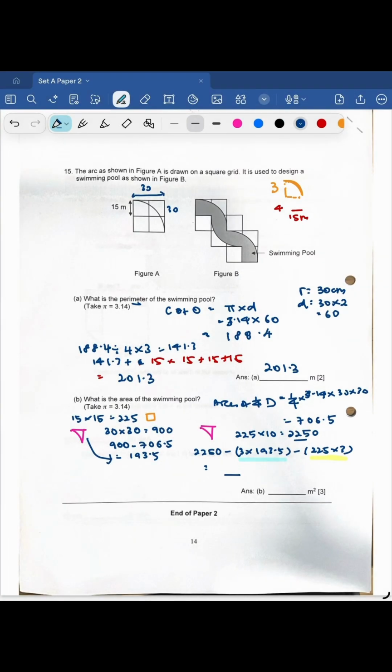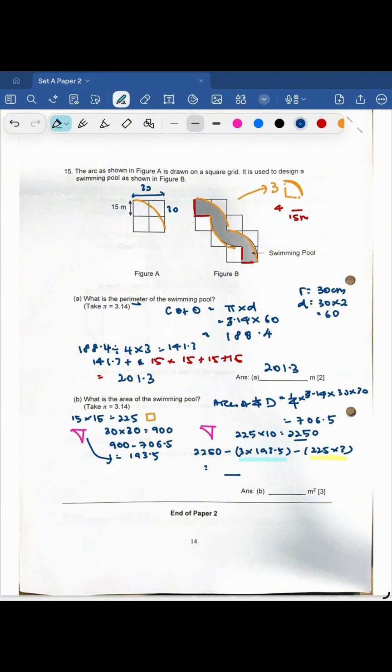Let's take a look at question 15. The arc is as shown in figure A, drawn on a square grid. It is used to design a swimming pool as shown below. As you can see, if I follow the arc, I do see 3 arcs, which I actually wrote at the side for you. And if you see the edges of the swimming pool, you will see 1 side, 2 side, 3 side, 4 side, measuring 15 meters.